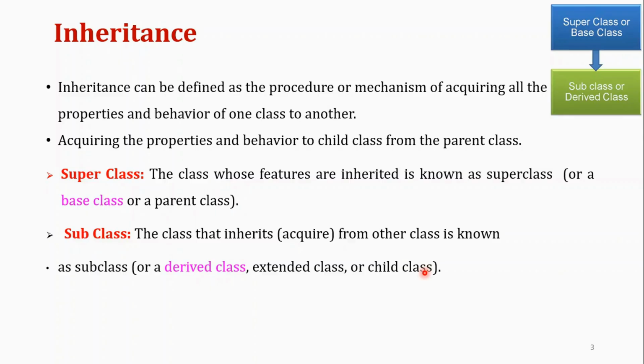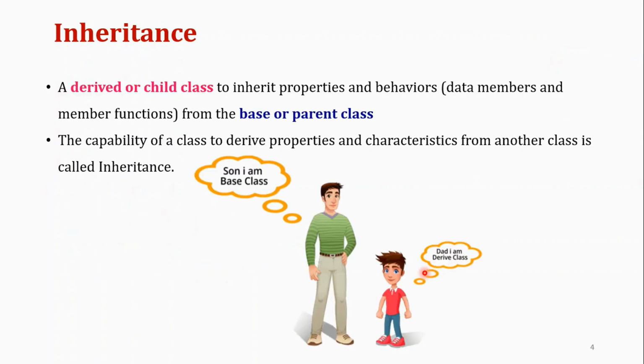Okay. And in a real world example, the son is getting the properties of dad from dad. He is called a base class or superclass. The son is called a child class, subclass or derived class. Okay. So the capability of the class to derive the properties and characteristics from one class to other class is called inheritance.